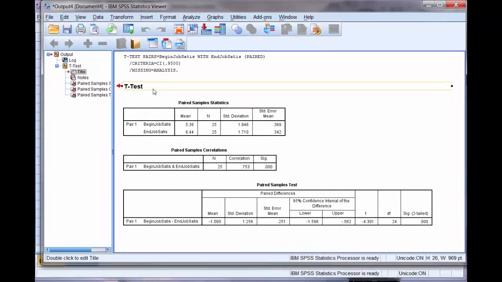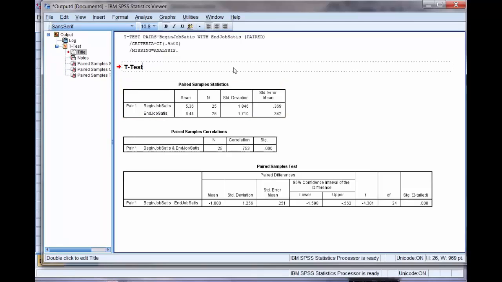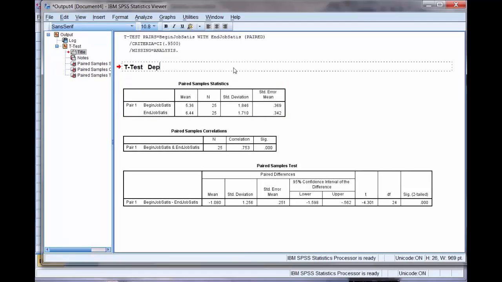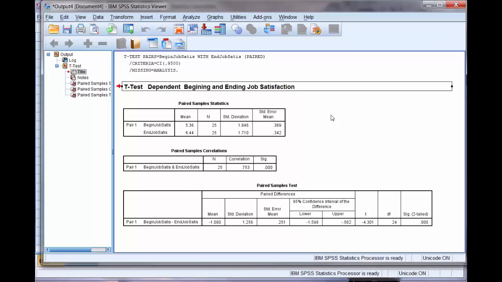Now, I like to label my output so that I always know what I'm working with here. So I'm going to call it my dependent t-test, and this is beginning and ending job satisfaction. There we go. So now let's look at what we've got here. First of all, we've got the statistics and the information about what those 2 responses were.